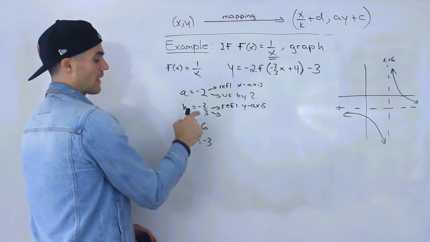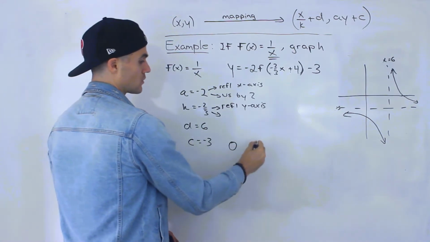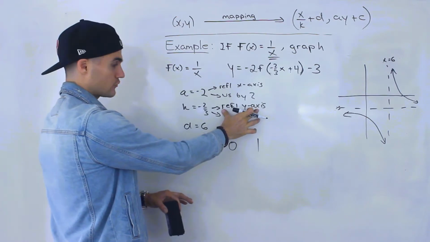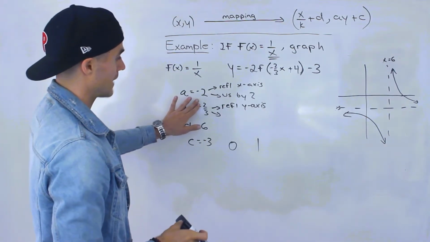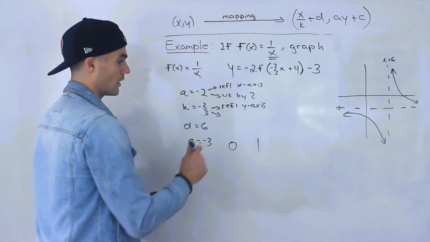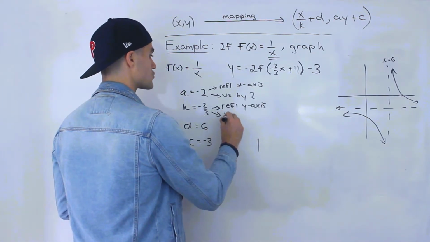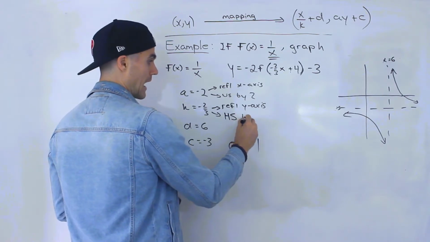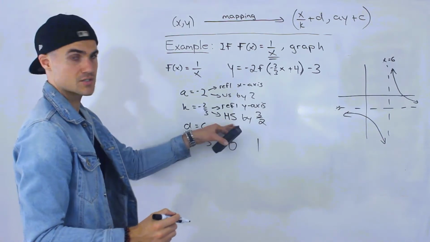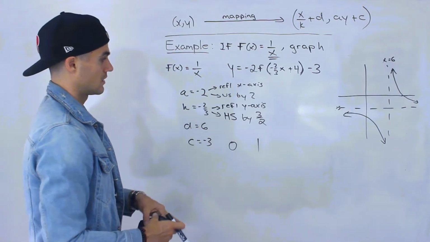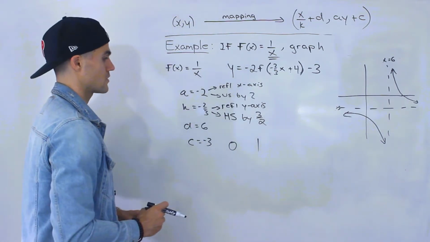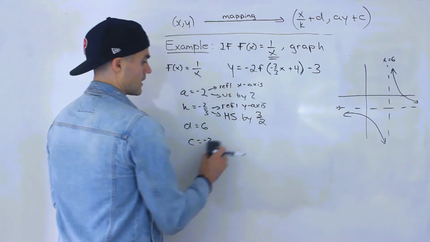And then remember that if k is between 0 and 1, the absolute value of k, let's forget about the negative. We already said it's reflected in the y-axis. If you look at the absolute value of k, 2 over 3, that's between 0 and 1. And when it's between 0 and 1, we said that there is a horizontal stretch by the reciprocal, 3 over 2. Just be careful with these descriptions here. Right? So this is a fraction, 2 over 3, so there's a horizontal stretch by 3 over 2.